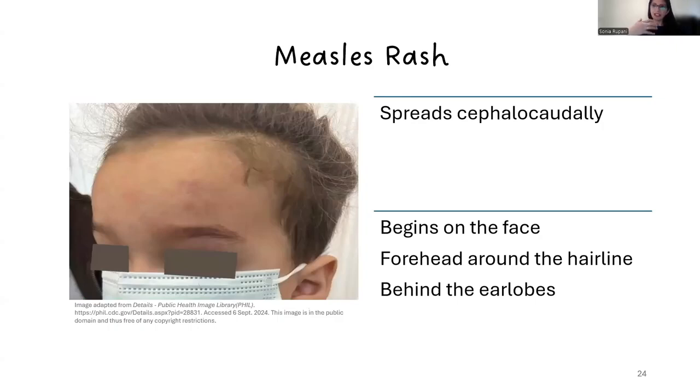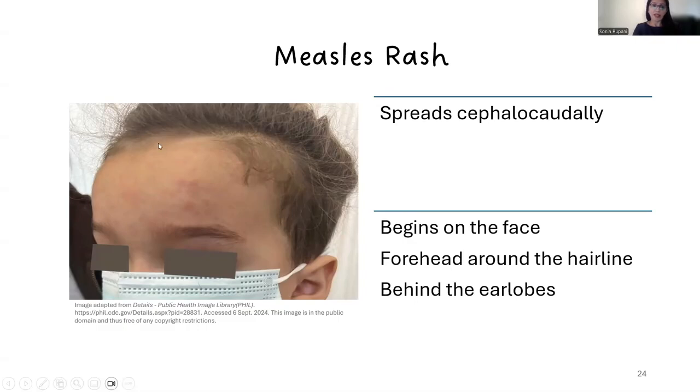The measles rash typically spreads cephalocaudally, which means it starts on the head and then goes down. So we see the rash typically beginning on the face, at the hairline, and behind the earlobes, then going down to the neck, and then the trunk and the extremities. So the upper extremities and the lower extremities are also affected.